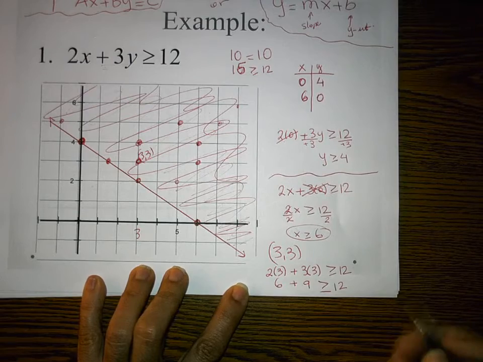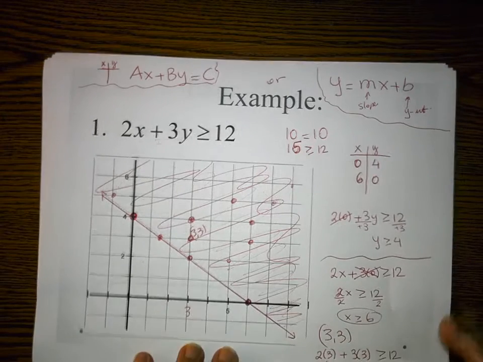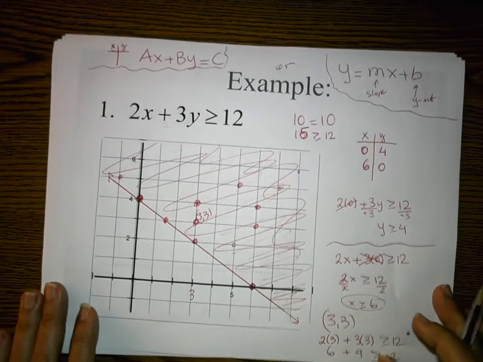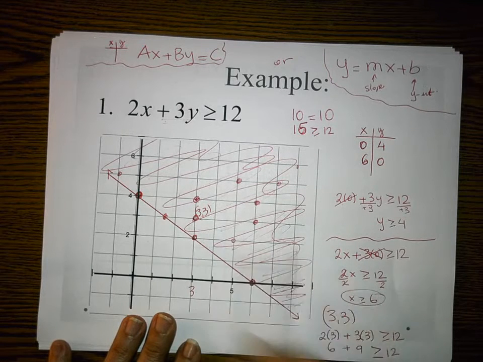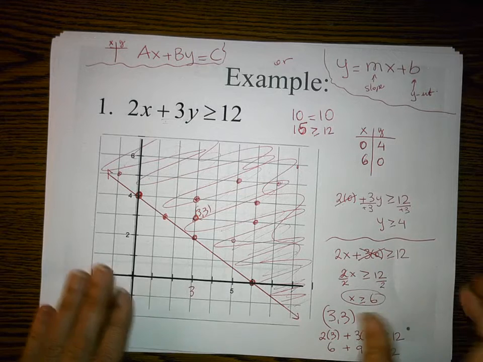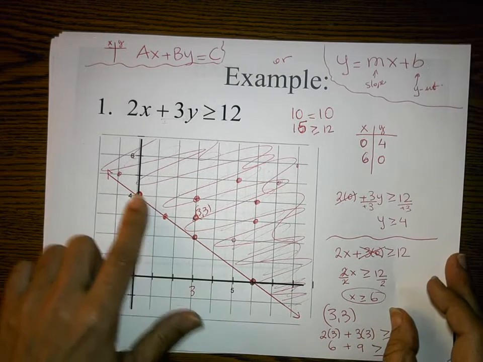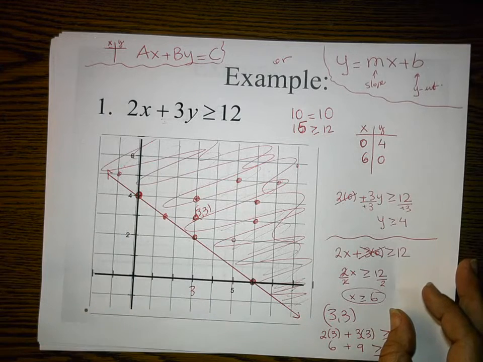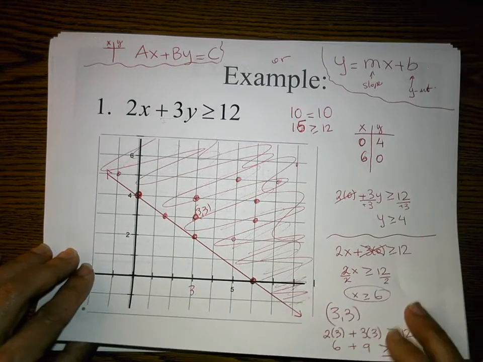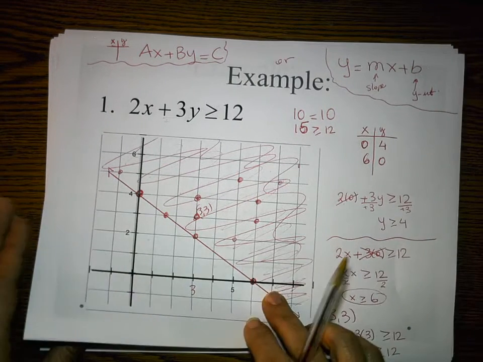Okay? So as you can see, it's good to understand why I am shading. Well, because when I'm shading here, I'm telling you the solutions are all here to make this a true statement. Okay? So I can pick a point on the line because the line is solid. If the line was dashed, I would not pick a point on the dashed line. Okay, let's do another example.